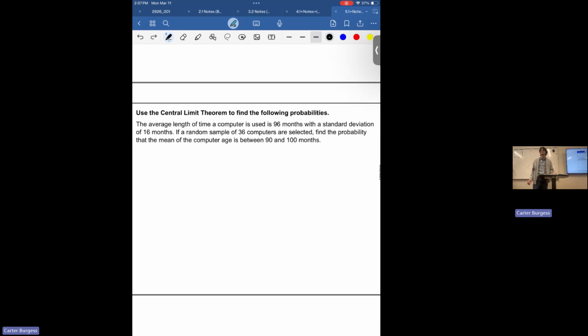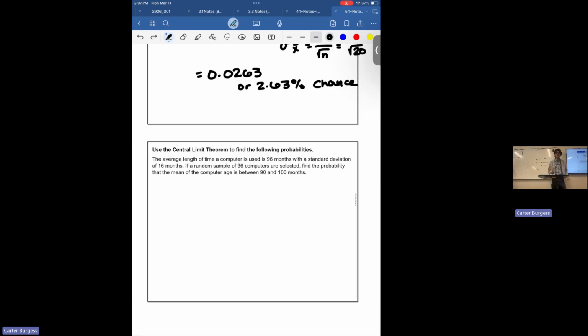Okay, so let's take a look at what we have here. What is our mean of sample means going to be? What mu should we use? 96. 96, all right. What does our sigma of sample means look like? 2.6. Okay, so you can plug that in into your calculator. 16 divided by the square root of 36? 2.67? Yes, 2.6 would be it. And again, just be careful about rounding.